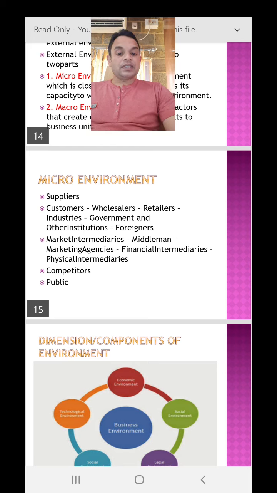Marketing intermediaries, that is wholesalers, retailers, you can give them good incentive, they will sell more for you. So that is known as micro environment. Competitors, whenever you start business, the first thing you need to remember is, if the competition is strong, make a tie-up, make a collaboration. If the competition is weak, just crush them out. Public also you can control by doing some positive things.